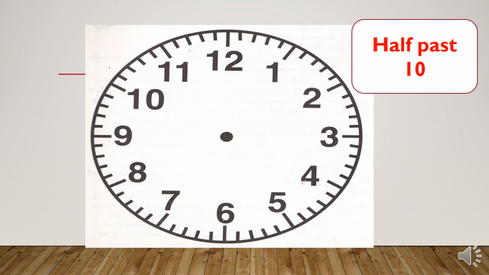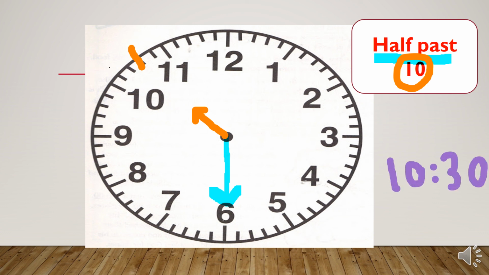Here, half past 10. Again, when I say half past, I mean that the minute hand is pointing to number 6, and 10 means that the hour hand is between 10 and 11. So it's not 10 and it's not 11. It's at the middle between 10 and 11. So I can say that the time is 10:30.